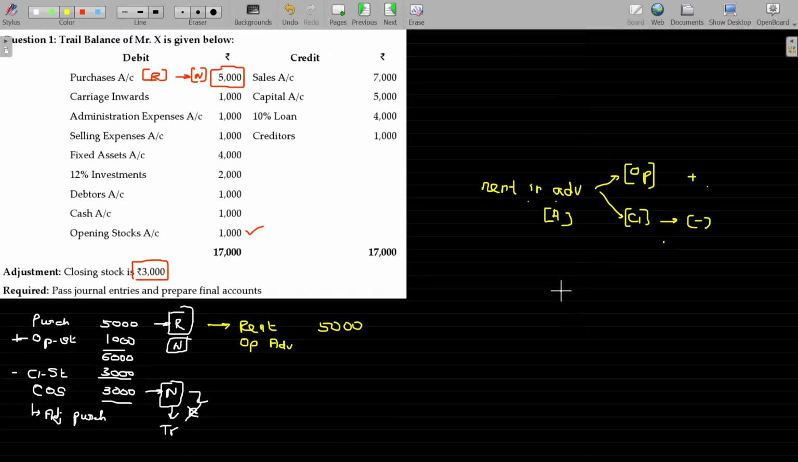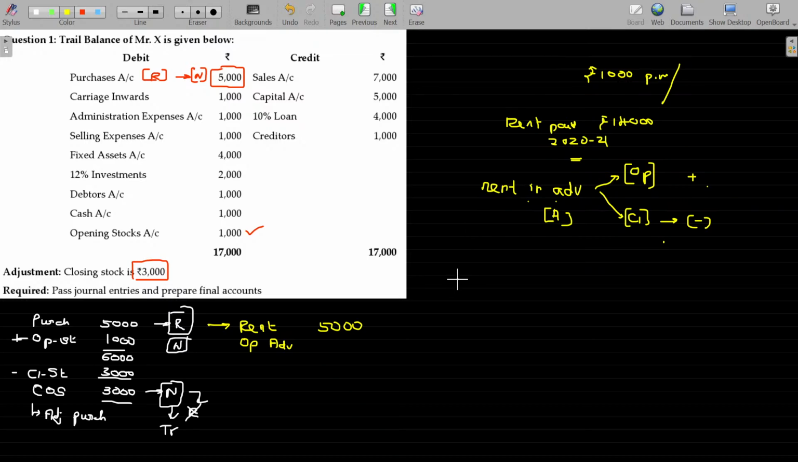Assume that 1,000 rupees is the rent per month. For your better understanding, we have paid 14,000 rupees in that year. Okay, rent paid is how much? 14,000 rupees in the year 2020-21. In the year 2020-21, the rent paid is 14,000. Is that okay? The rent paid is 14,000 rupees. Clear.